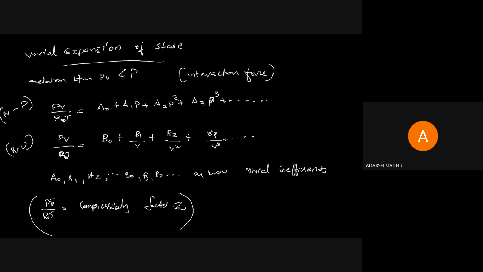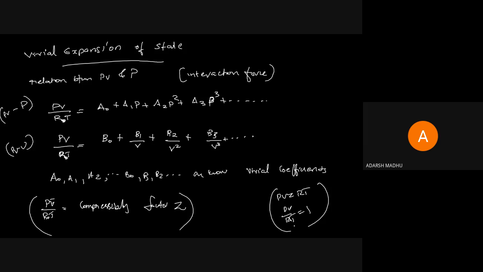For an ideal gas, PV equal to RT, so PV by RT equal to 1. So the compressibility factor is PV by RT, or P V by R naught T. It depends upon pressure and temperature. PV by RT is known as the compressibility factor.